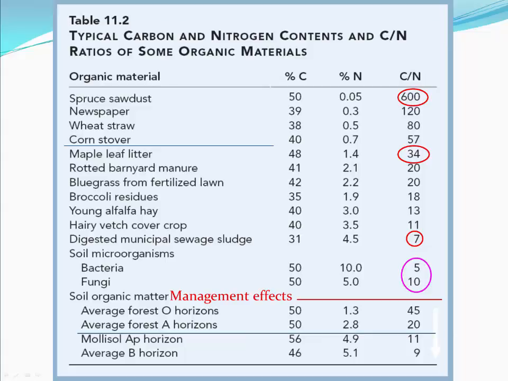Now, things like biosolids and sludge are already decomposed, and microbes tend to bring the carbon to nitrogen ratio closer to their body composition because they are the major source of food for other microbes. The digested municipal sewage sludge is what I'm calling biosolids. And you can see that the ratio is already low because it's undergone previous decomposition. The rest of the materials are fresh inputs.